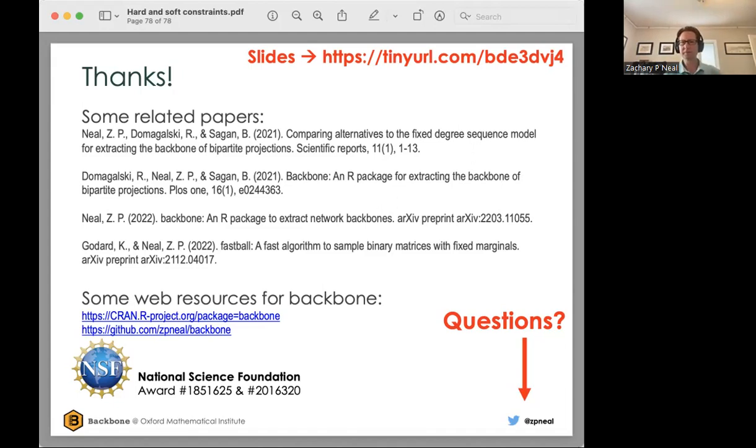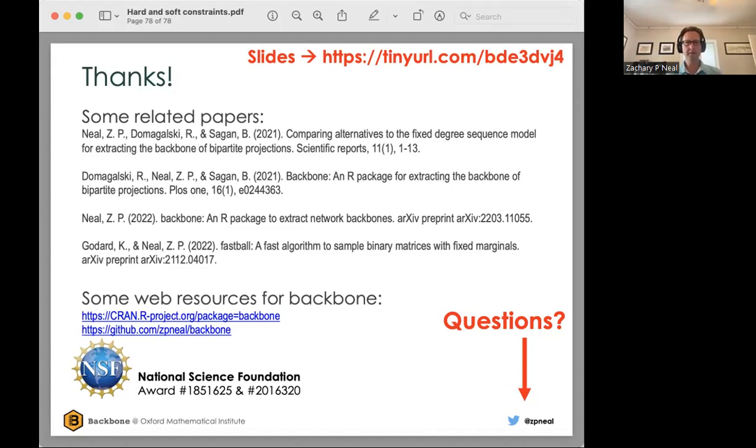Thanks, Alex. I just had a question about the constraints. Are they only on the degree of the agent, or do you also have a way to constrain the degree of the artifact? So in the two models I've talked about here, they're constraining both of them simultaneously. The hard constraints fix them exactly. The soft constraints fix both on average.